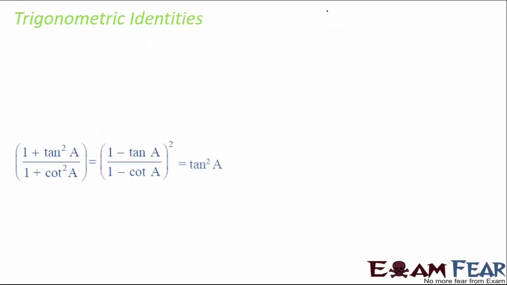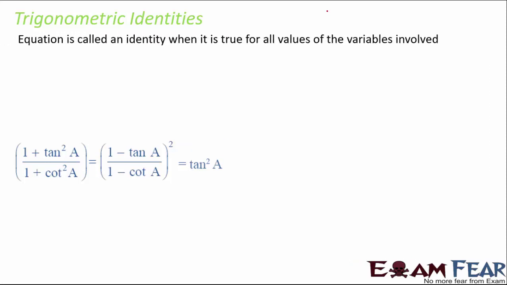Now let's look at some examples of trigonometric identities. So what is a trigonometric identity? An equation is called an identity when it is true for all the values of the variables involved. You might have the confusion that even in an equation we have a left hand side and a right hand side, both equating each other. So how does it differ from an identity?